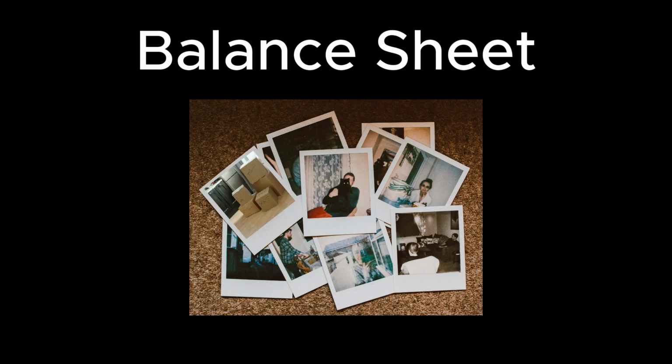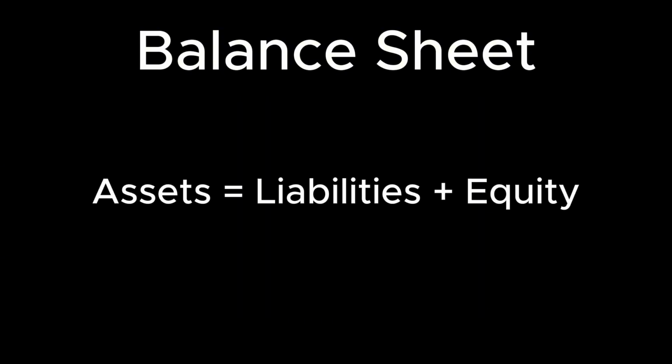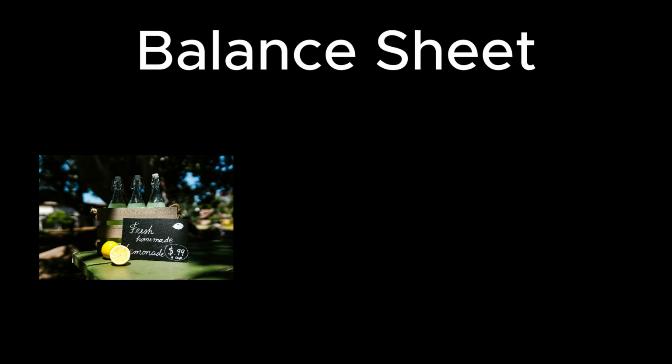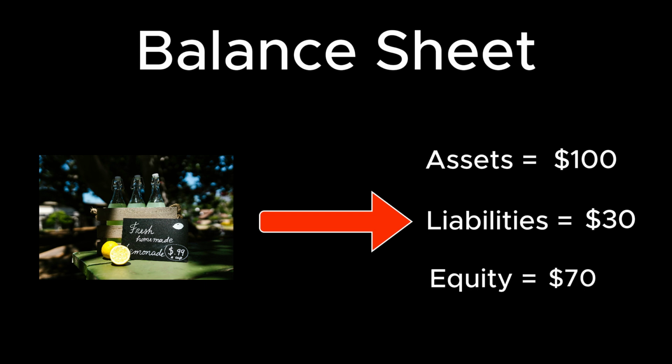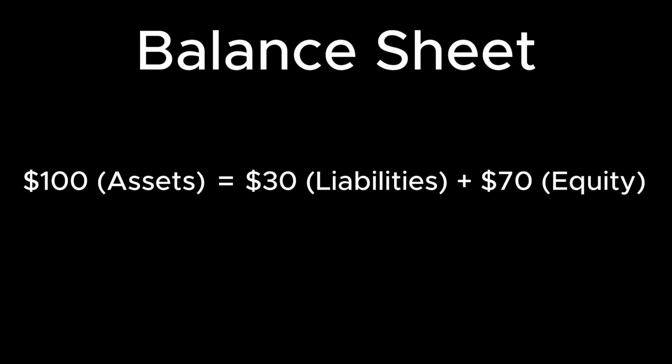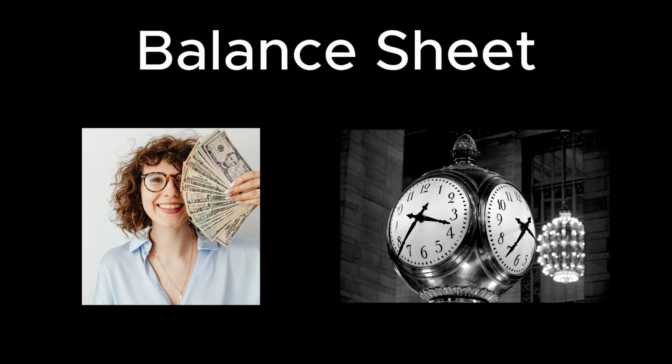The balance sheet. The balance sheet is like a snapshot of what a business owns, what it owes, and what's left over for the owner. It follows the equation: assets equal liabilities plus equity. For example, let's say our lemonade stand has assets of $100 in cash from selling lemonade, liabilities of $30 that you owe to your friend who lent you money for the supplies, and equity of $70, which is what's left over after you subtract liabilities. The balance sheet shows that everything balances: $100 of assets equals $30 of liabilities plus $70 of equity. It's a quick way to see your financial position at a specific point in time.